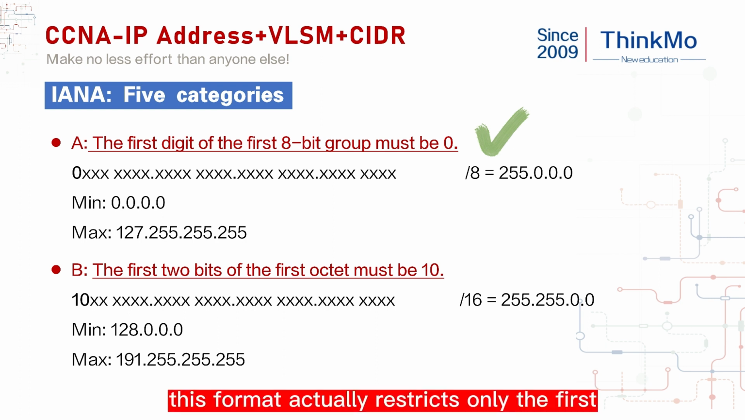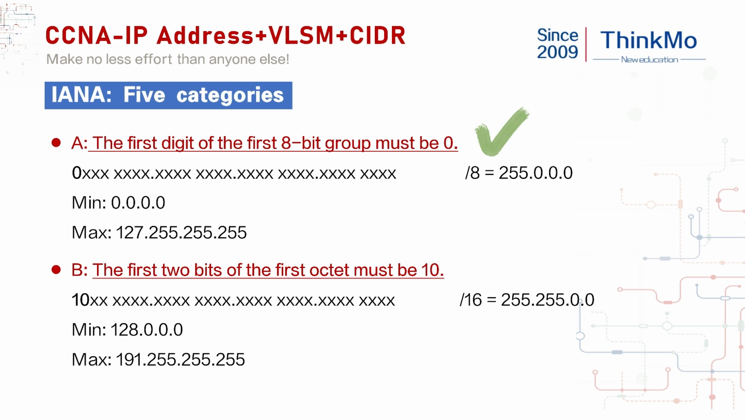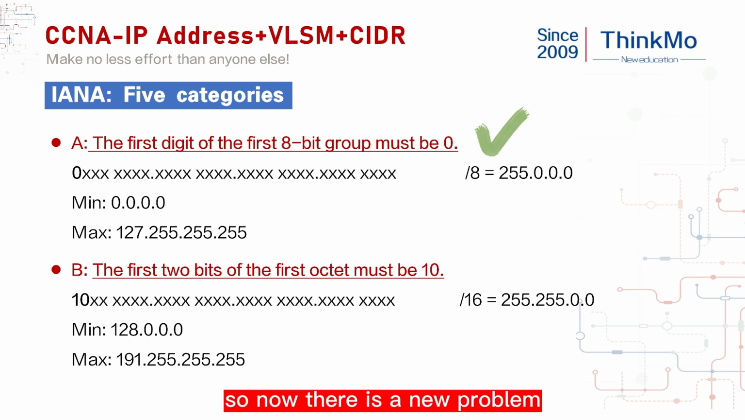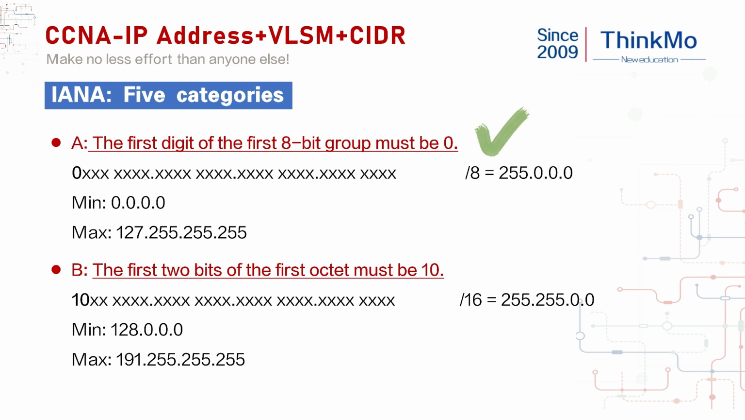This format actually restricts only the first bit. It doesn't matter what happens after. The first bit must be set to 0. So now there is a new problem. If the first digit of an address is set to 0, what is the current address range? How big is the largest? How small is the smallest?